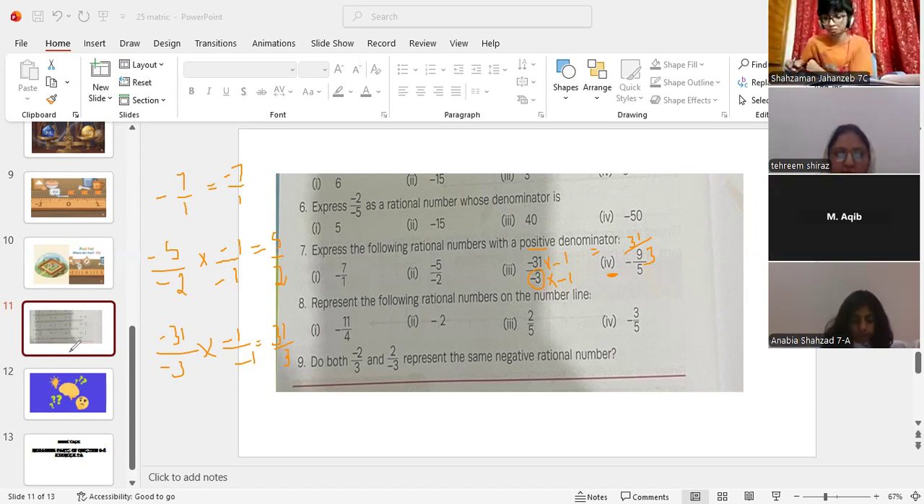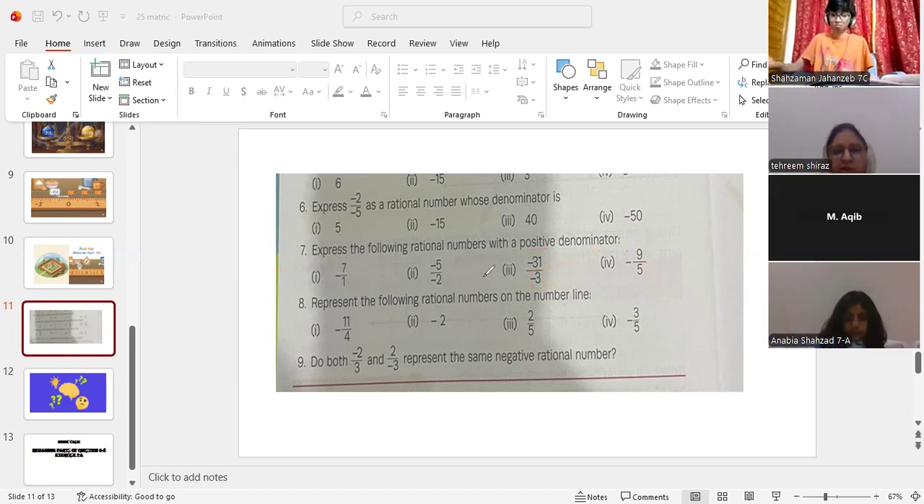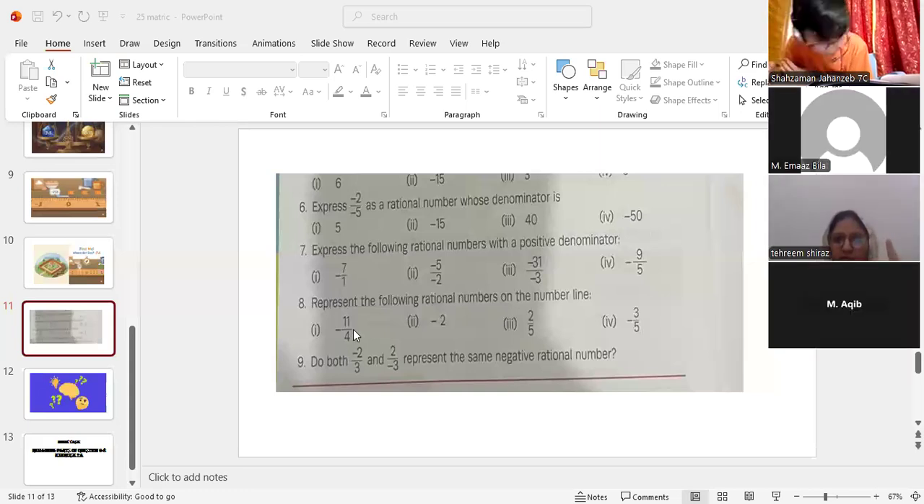Coming towards question number 8. Question number 8 is a very simple question, yet you need to understand the concept very well. See this. It says represent the following rational numbers on the number line. I told you earlier that if there is a rational number and you have to represent that rational number on a number line.